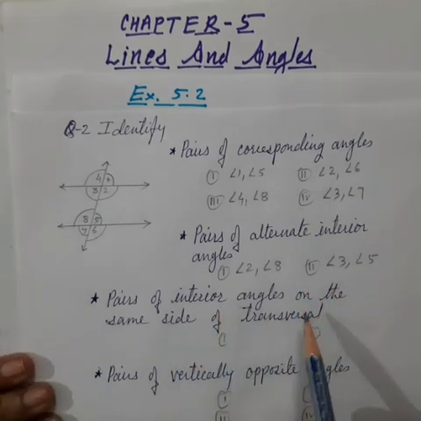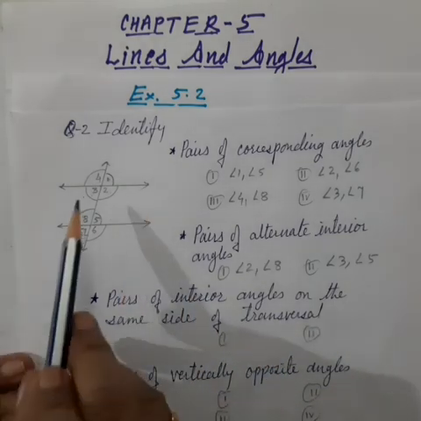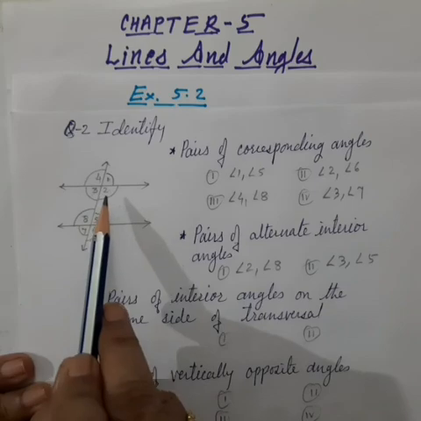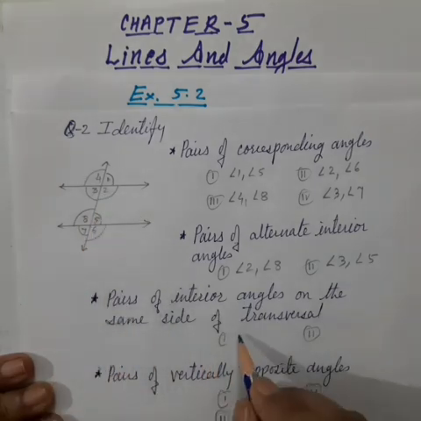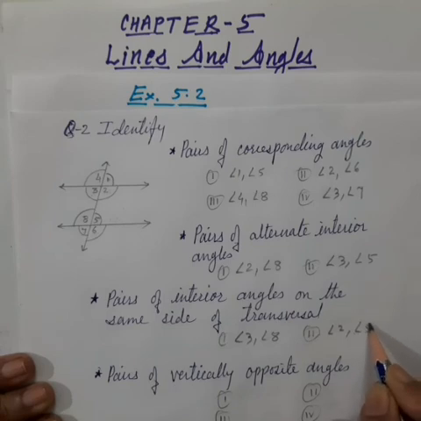Then interior angles on the same side of the transversal. Interior on the same side. 3 and 8, one pair, 2 and 5, other pair. So the first pair is angle 3 and angle 8. The other pair is angle 2 and angle 5.